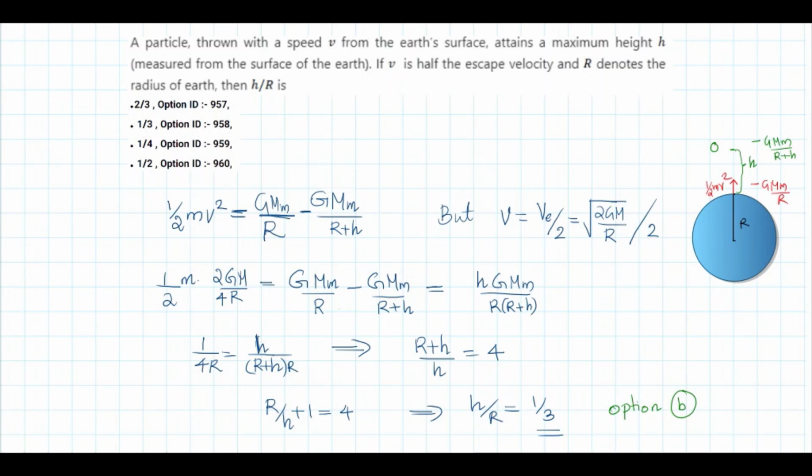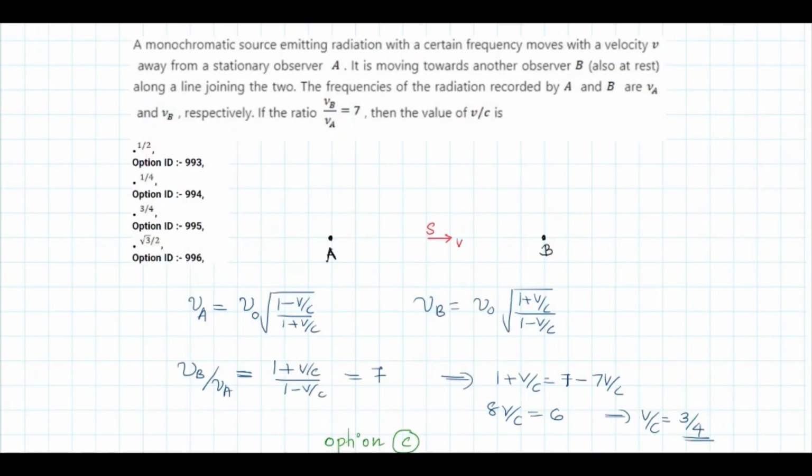You can take the LCM, and it becomes h into GMm divided by r into r plus h. GMm will cancel both sides. This 2 will cancel. The left hand side becomes 1 by 4r. The right hand side becomes h divided by r plus h into r. R will cancel. Finally, r plus h by h equal to 4, r by h plus 1 equal to 4, or h by r becomes 1 by 3. The correct option is option B. I hope it is clear. Over to the next question.